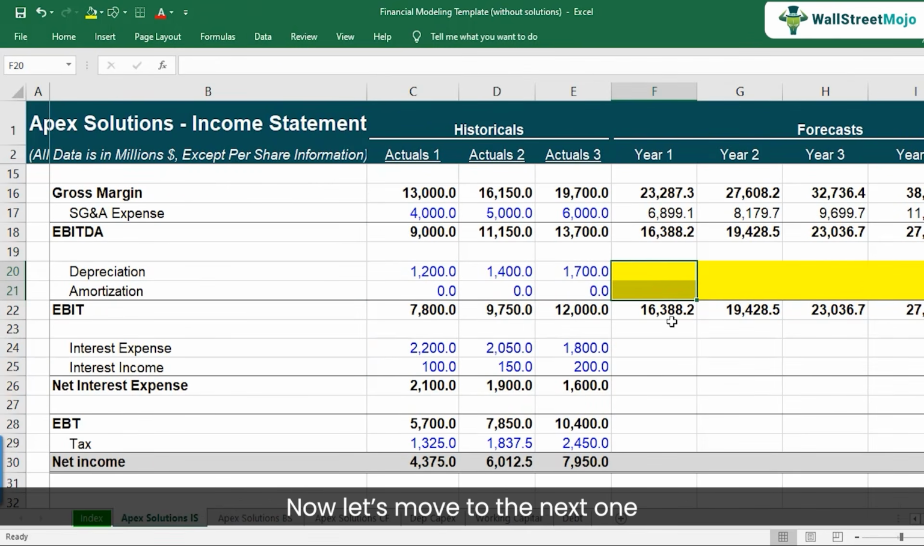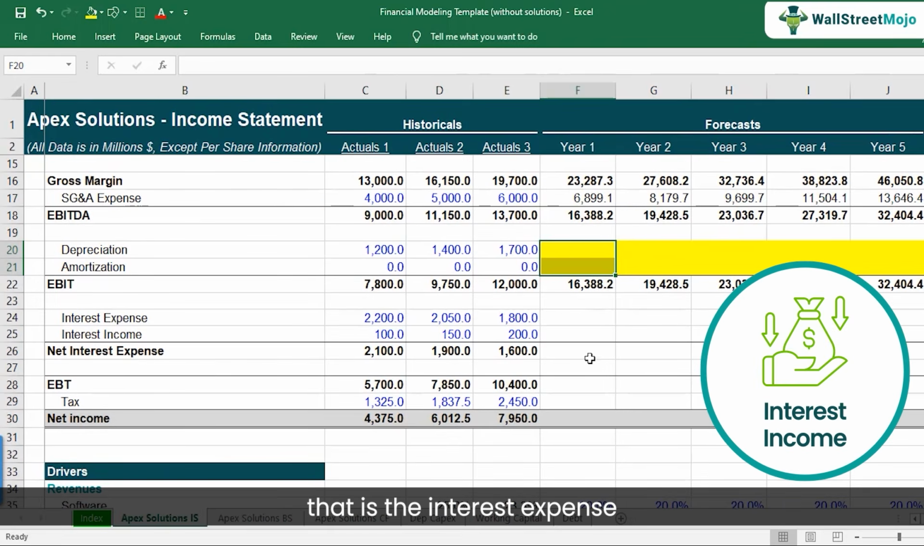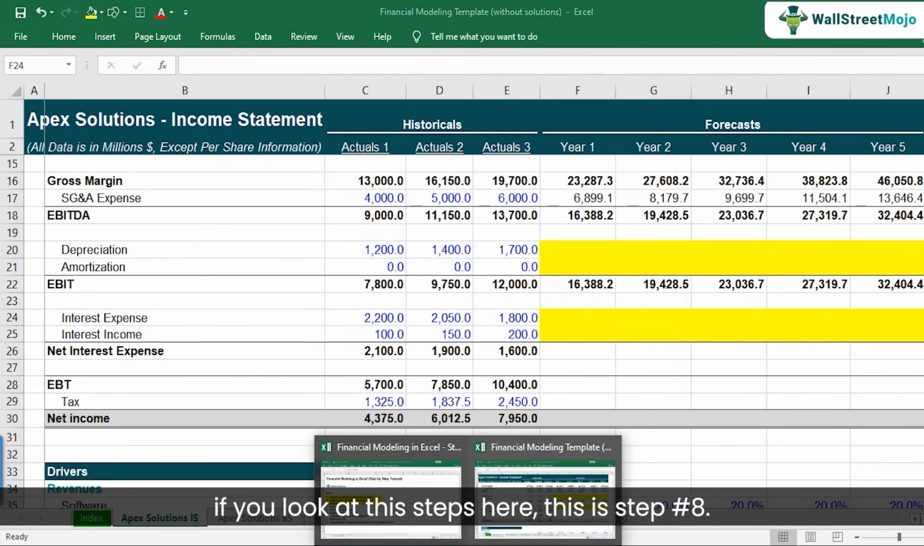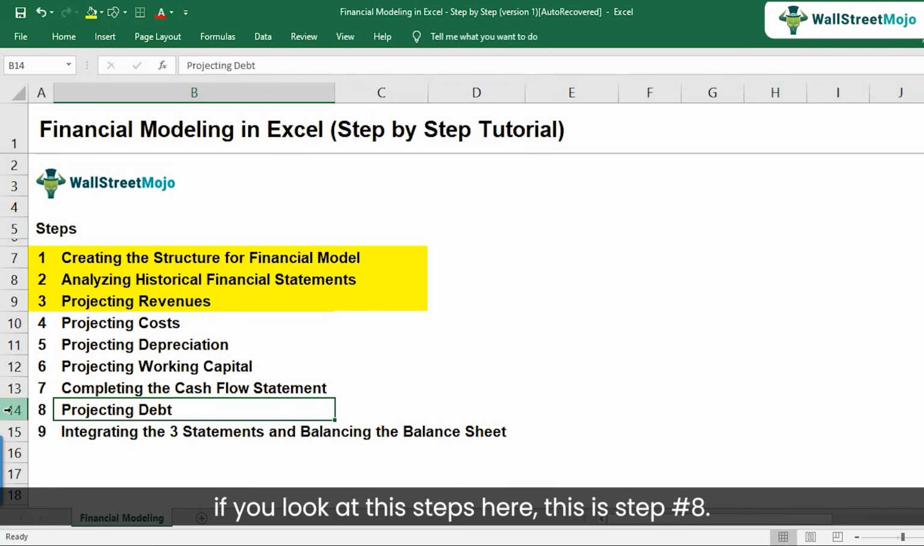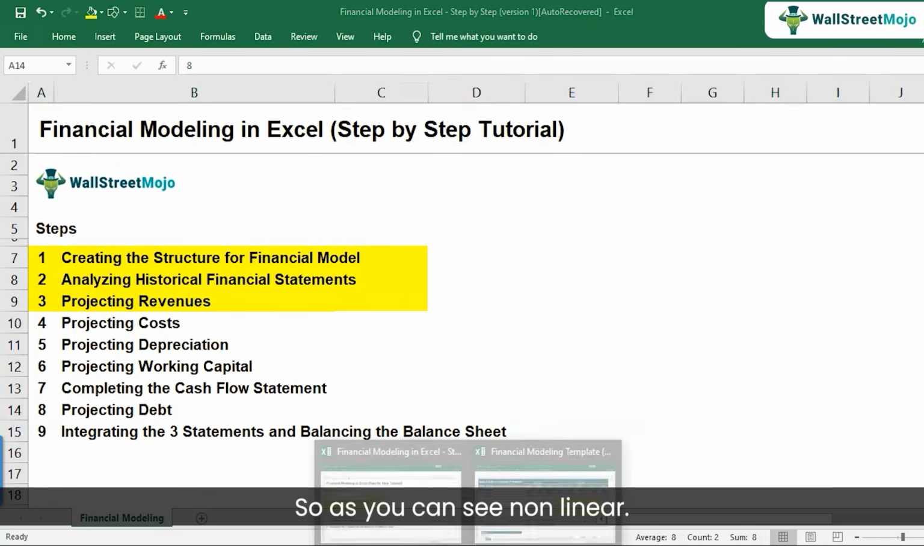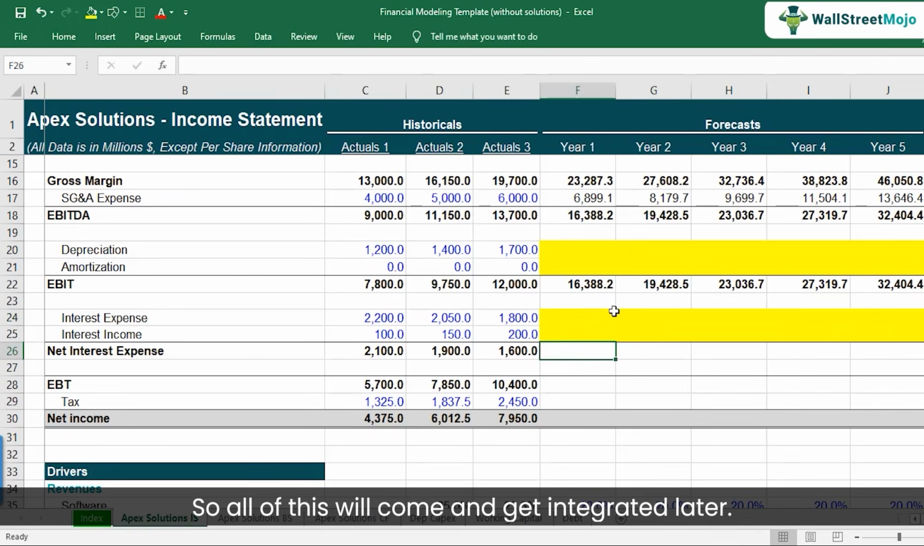Now let's move to the next one, that is the interest expense and the interest income. Again, this is going to come later. This interest expense and interest income will actually come from the debt schedule. And if you look at the steps here, this is step number 8. This is where we will get the interest expense and interest income numbers. So as you can see, non-linear. All of this will come and get integrated later.